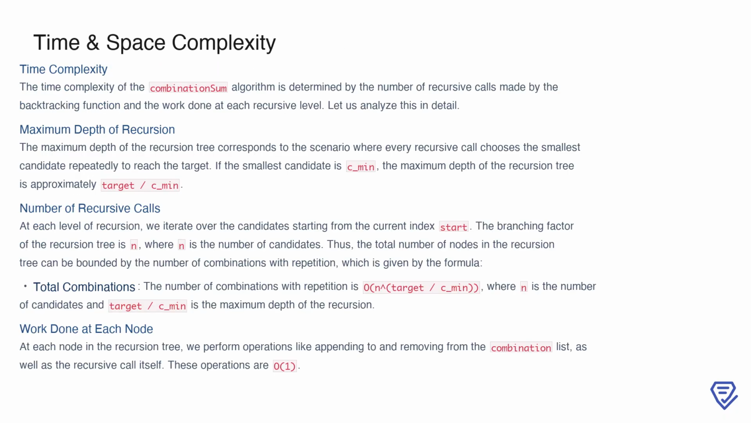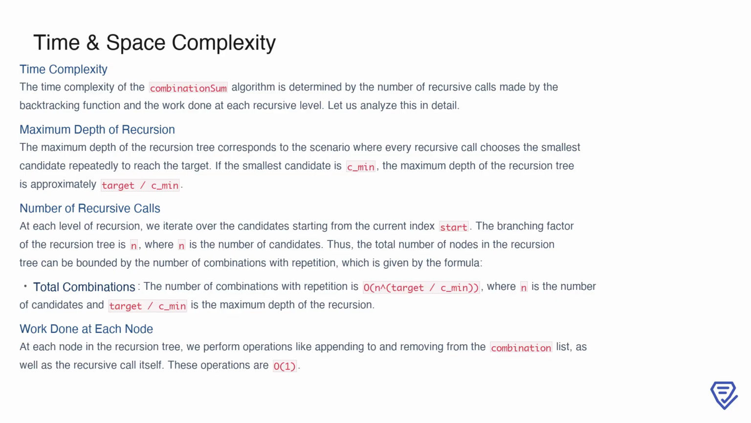The time complexity of the combination sum algorithm is primarily influenced by the backtracking process. To understand this, we analyze the maximum depth of recursion, the number of recursive calls, and the work performed at each level. The maximum depth of recursion occurs when the smallest candidate, denoted as C_min, is repeatedly chosen to reach the target. This means the depth can be approximated as target/C_min. At each level of recursion, we iterate through the candidates from the current starting index, creating a branching factor equal to n, the number of candidates.